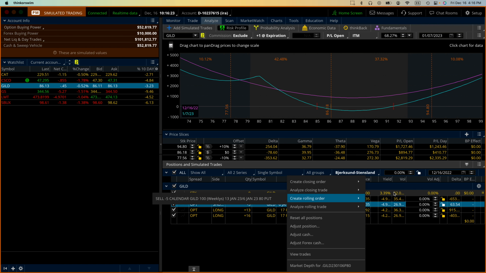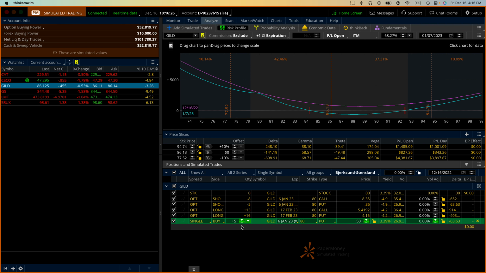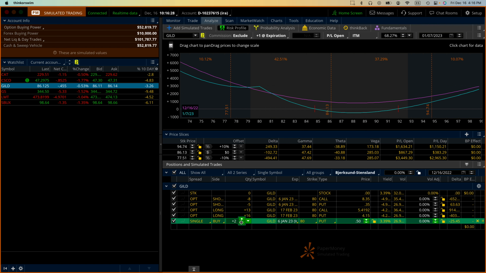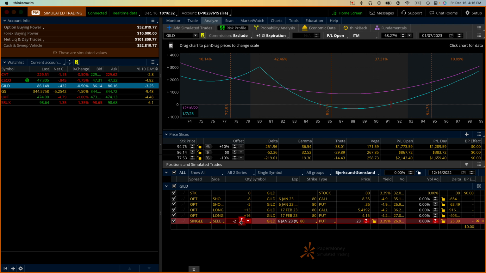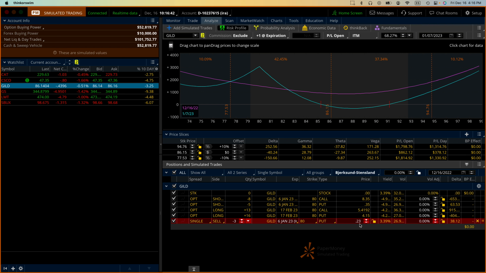Analyze closing, you say just analyze closing to show this, and then change it to a sell. Okay, sell 1 or 2, that reduces my deltas, not by much. How about 3? Okay, that's 40. I like to leave it at that in case it goes up again. Okay, and that's 23 cents. That's not a whole lot.